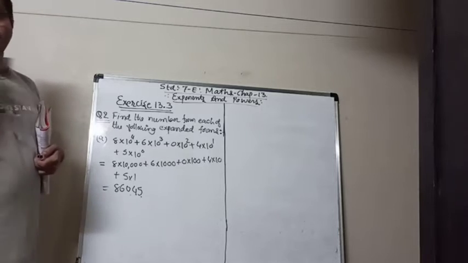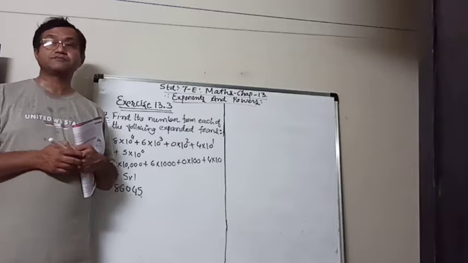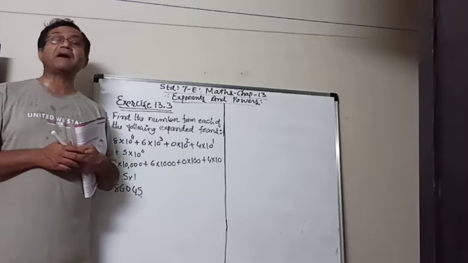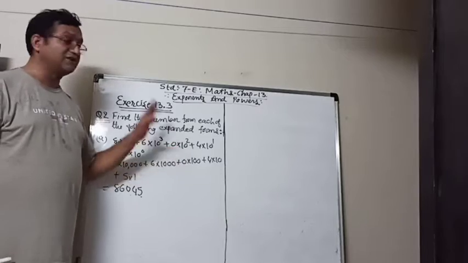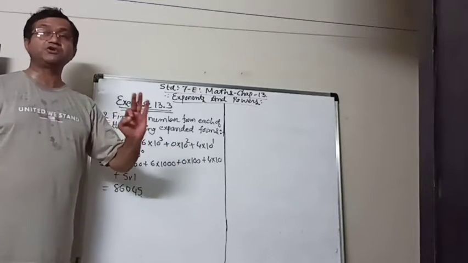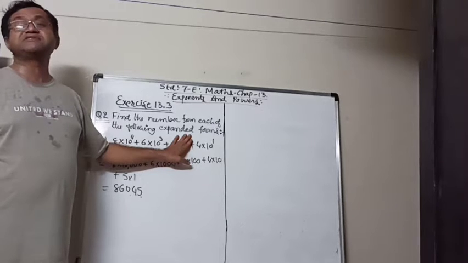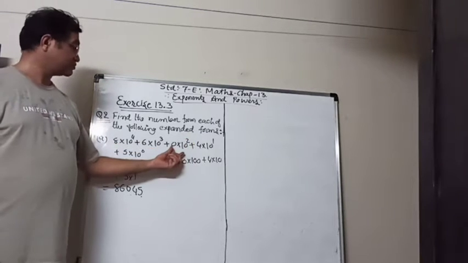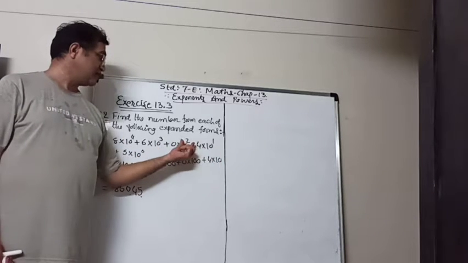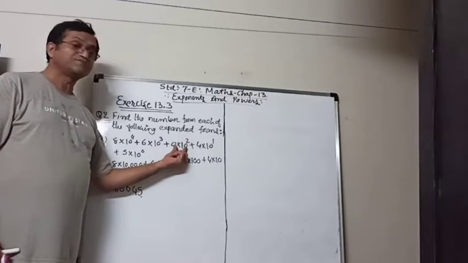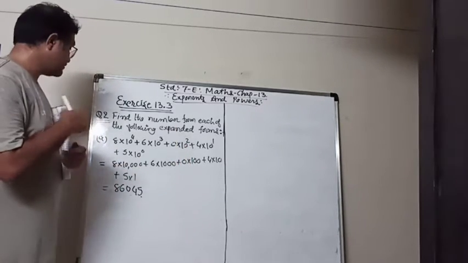But sometimes, to make you confused, maybe a power is missing. For example, here they already gave you that 0 is to be put there, 0 into 10 squared, but they can miss that step also. If they don't give it, then from 10 raised to 3 directly to 10 raised to 1, it means we have to put 0 in the place of that missing power. So that is very, very important.